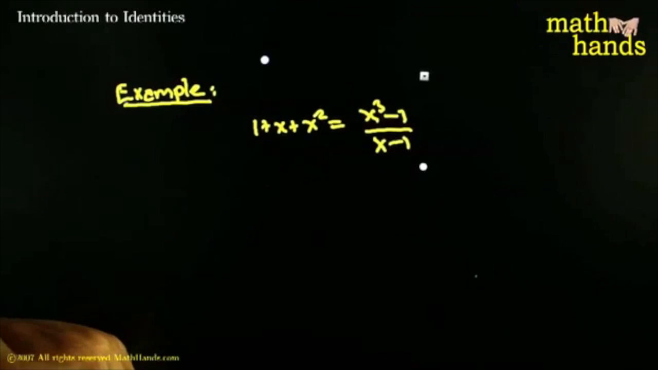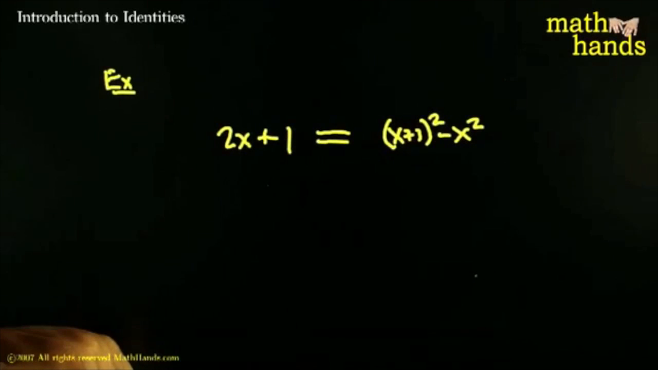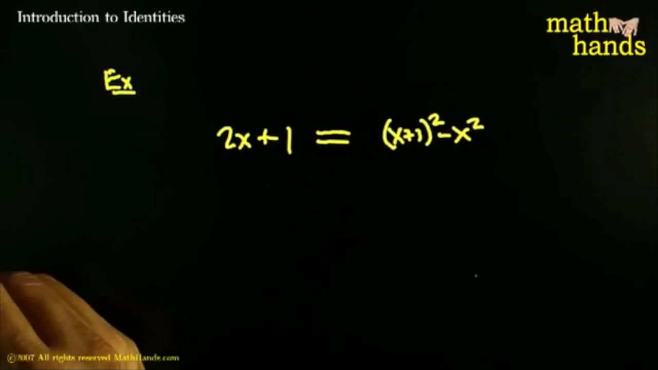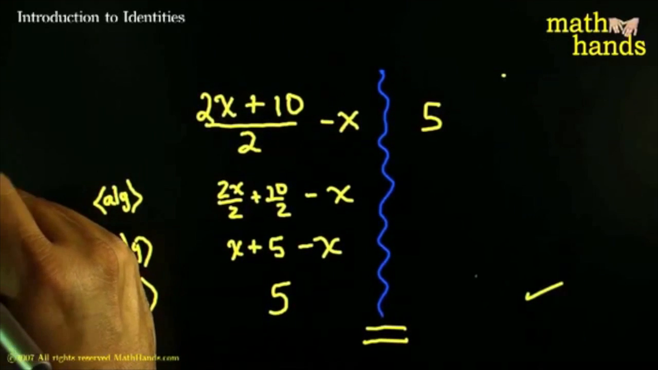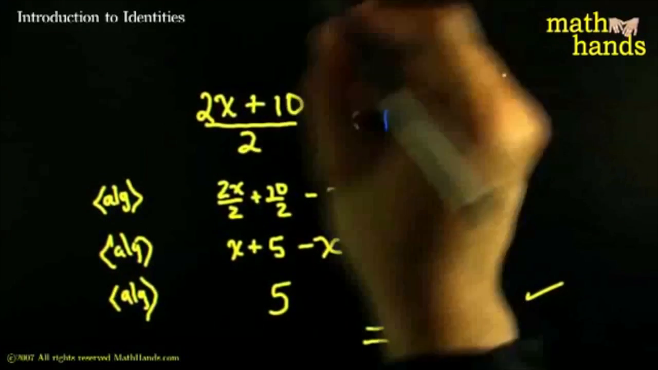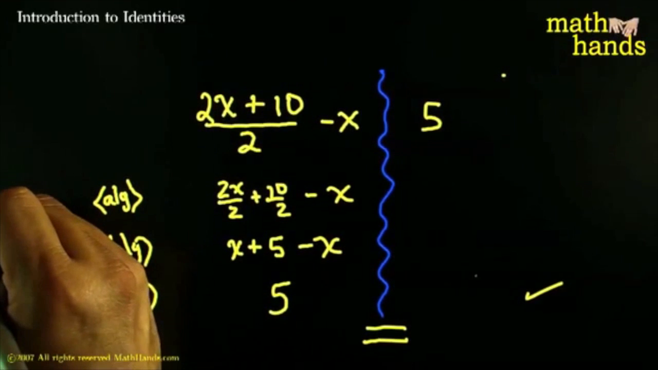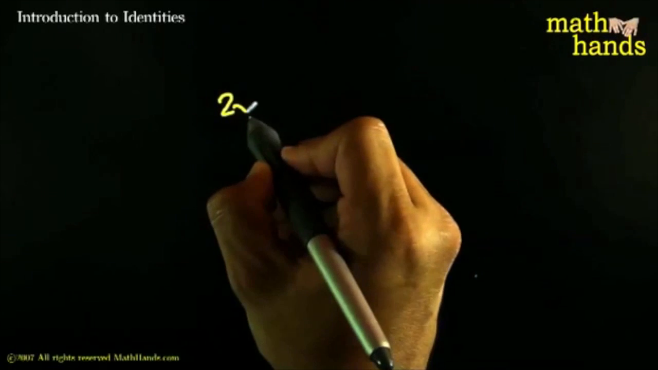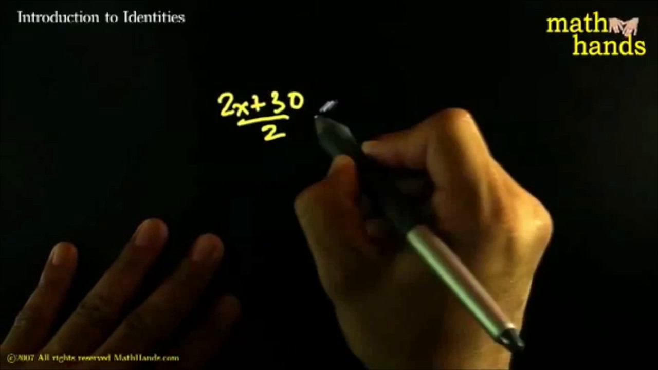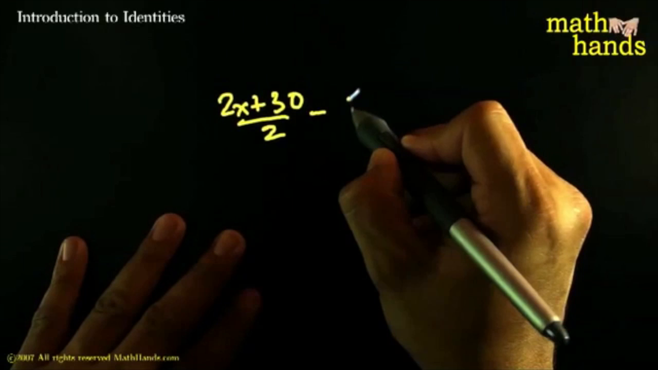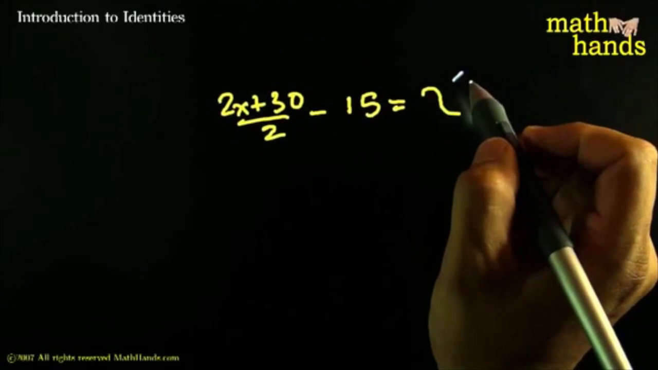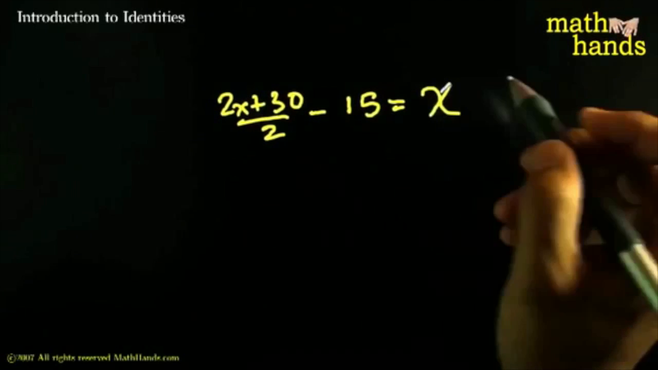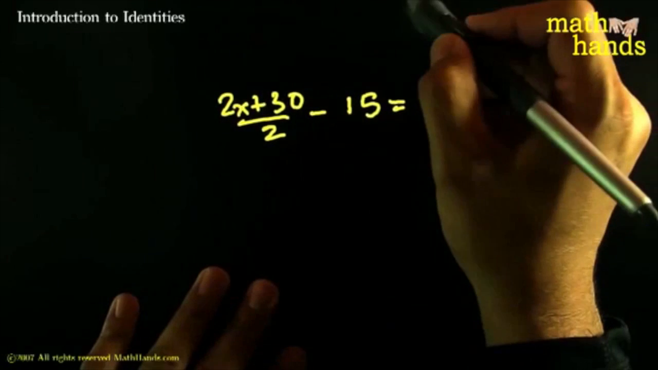Let's try it again. Let's try it on this one. I had another one up here. Let's see. 2x plus 30 divided by 2 minus 15 is equal to x. Okay. The question is, is this an identity or not?